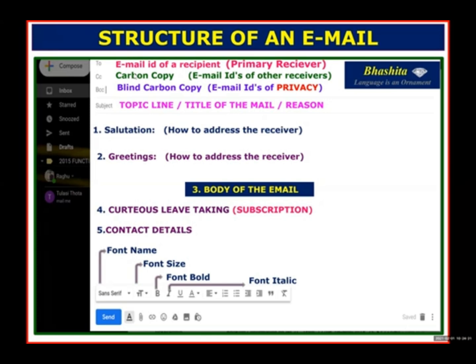After the subscription, what are we supposed to do? We have to provide our contact details: your name, and if you are working in any organization, your designation and the name of the company, all the details. Or if you are a student composing a mail to the teacher, you need to mention your name, roll number, section, branch, all the details under contact details. Based on the purpose, we need to provide the contact details to the receiver.